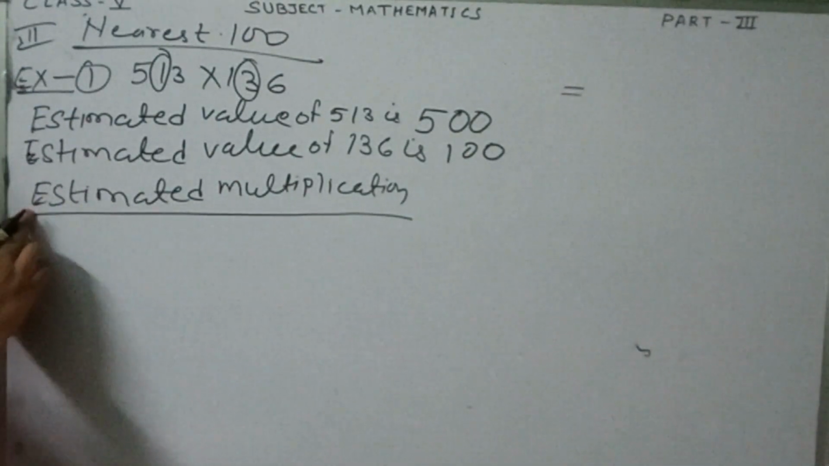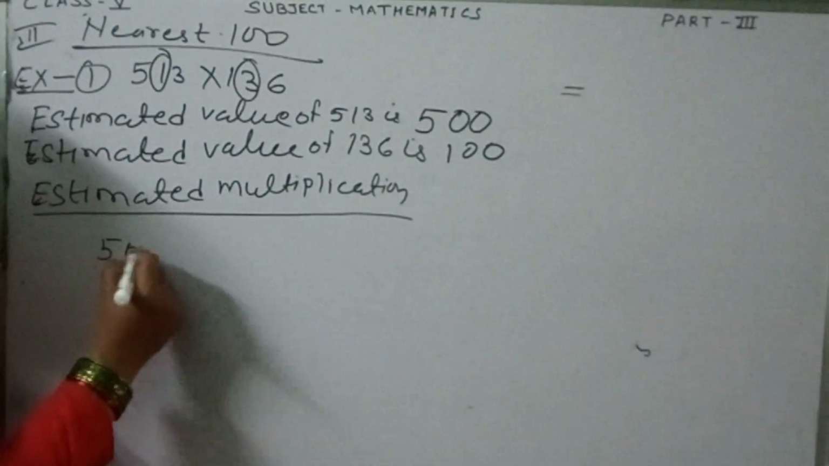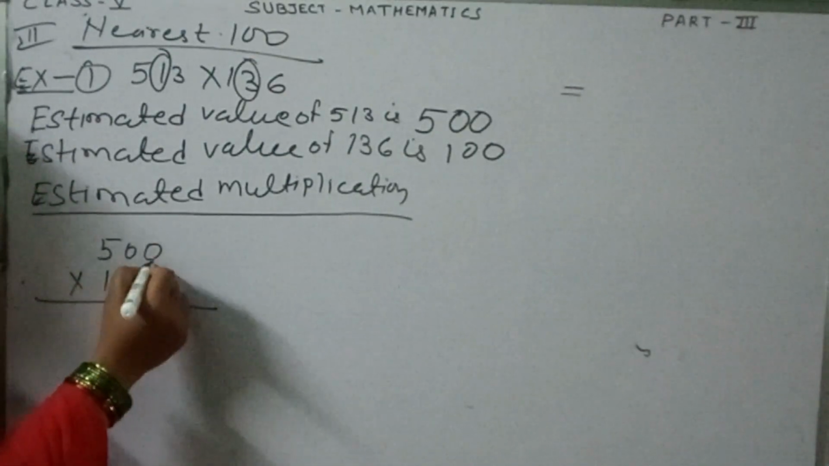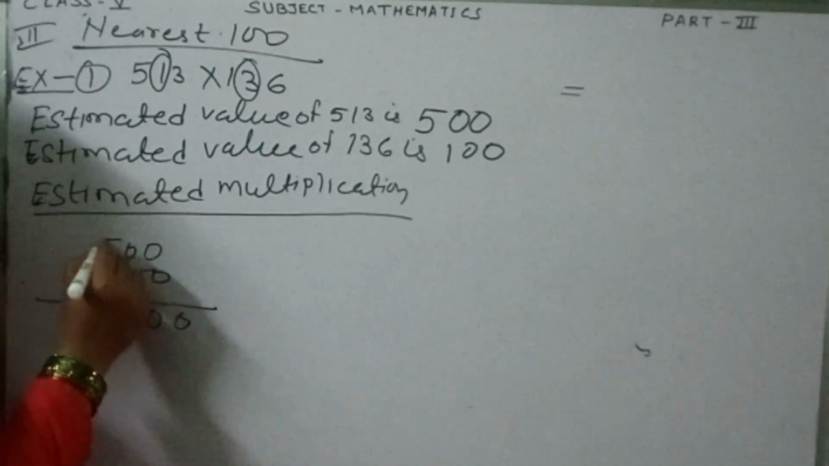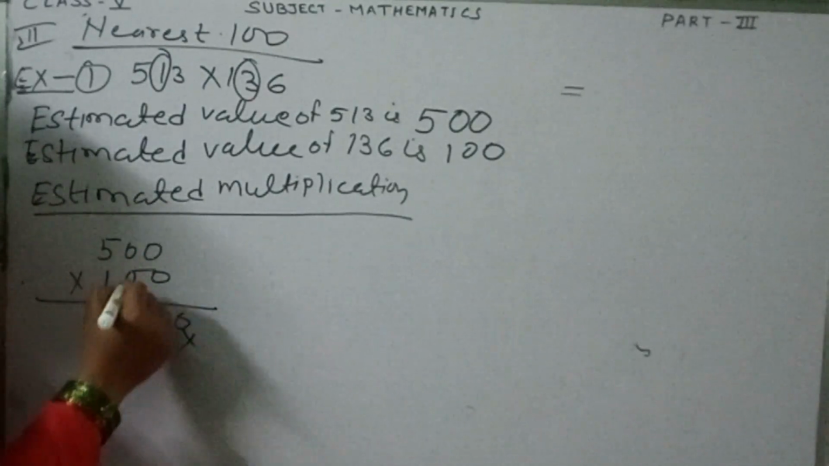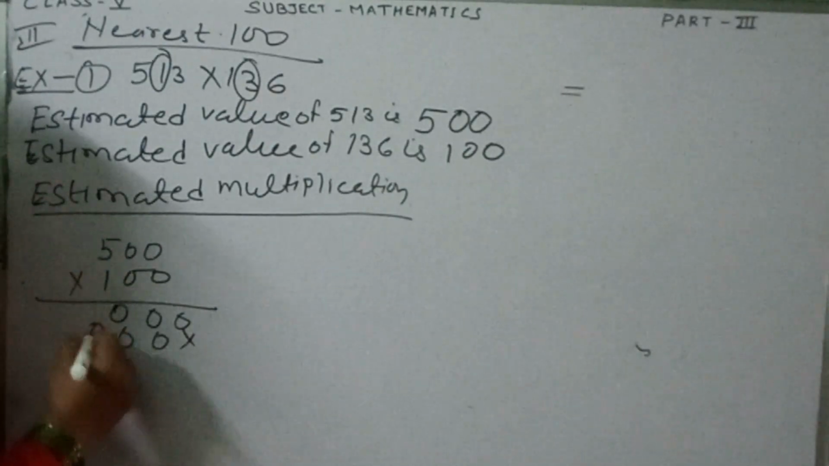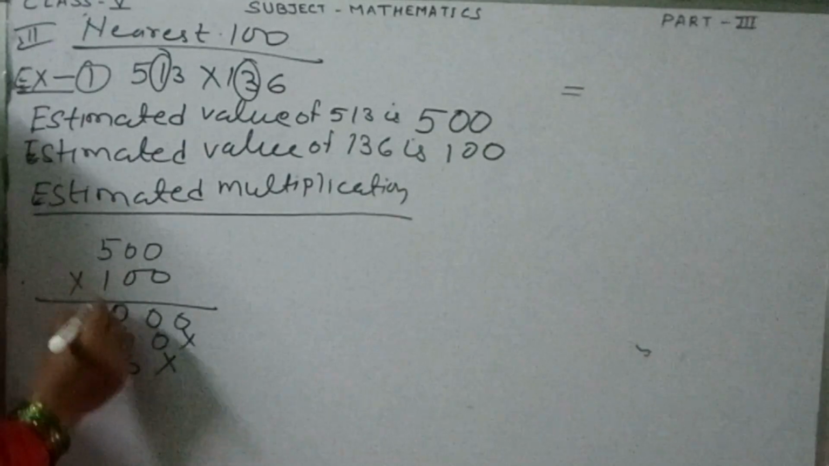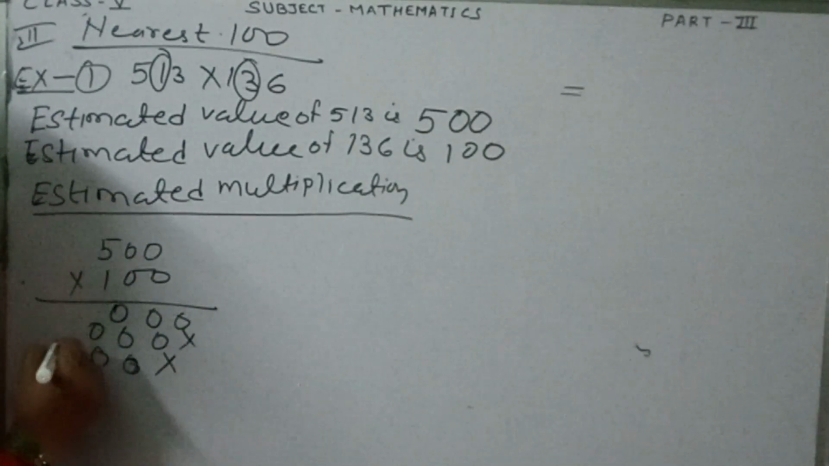Estimated multiplication. Write the estimated values here. What are the estimated values? 500 and the next one is 100. Multiply: 0 times 0 is 0, 0 times 0 is 0, 0 times 5 is 0. Again, 0 times 0 is 0, 0 times 5 is 0. Again, 1 times 0 is 0, 1 times 0 is 0, and 1 times 5 is 5.